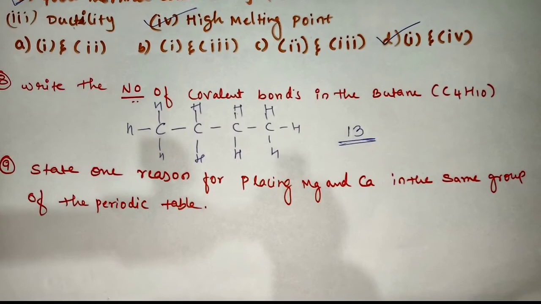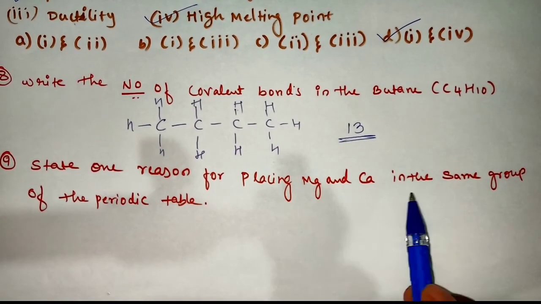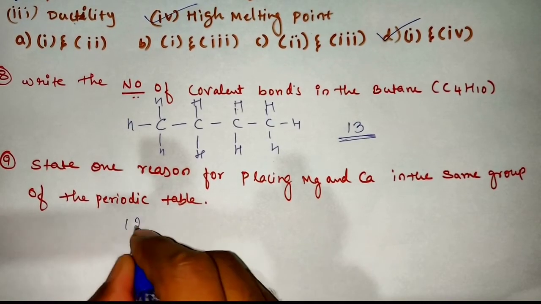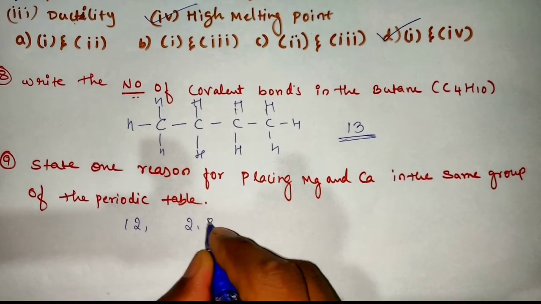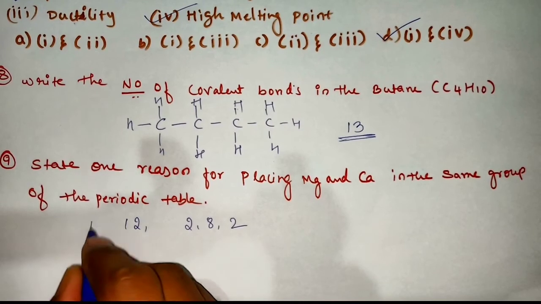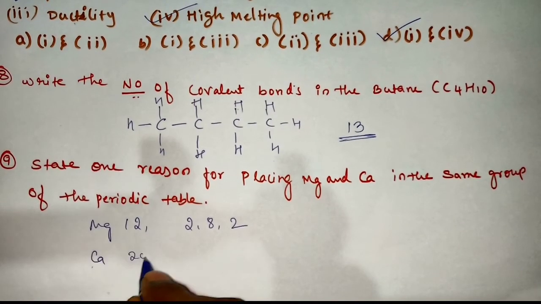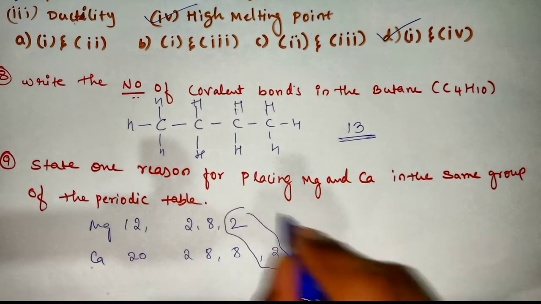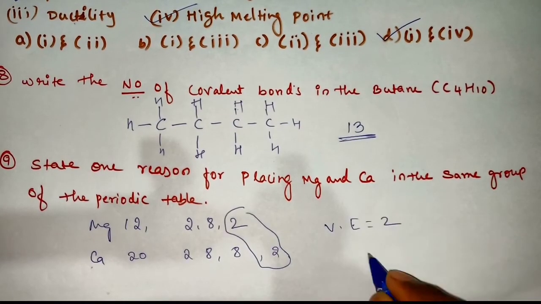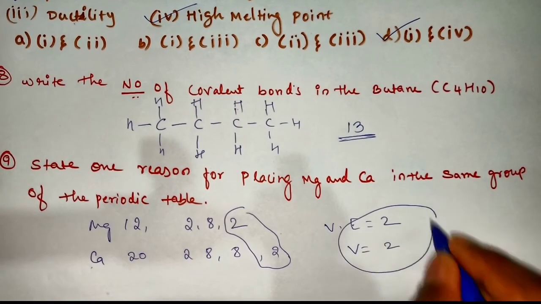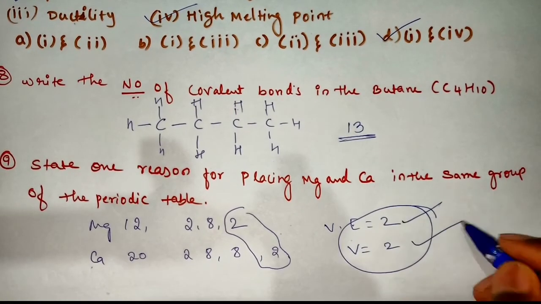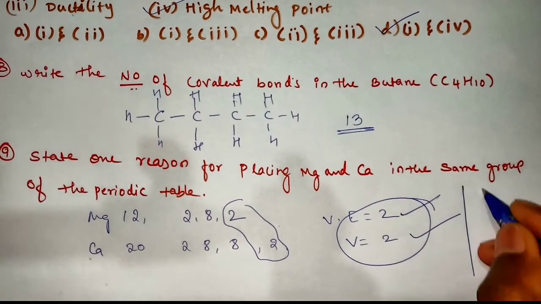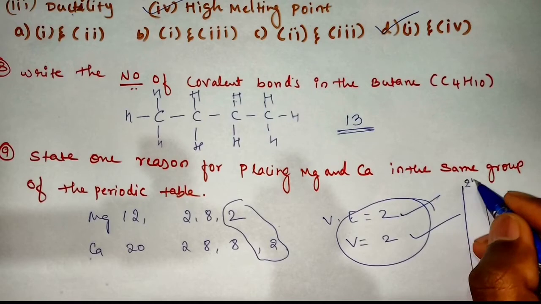Next question is, state one reason for placing magnesium and calcium in the same group of the periodic table. What is the atomic number of magnesium? That is 12. What is the electronic configuration? 2, 8, 2. Calcium is 20, so 2, 8, 8, 2. Just see the valence electrons. What is the number of valence electrons? That is 2, and valency is also 2. Due to the presence of the same valence electrons and valency, they have the same chemical properties, hence they belong to the same group. Which group do they belong to? Second group.